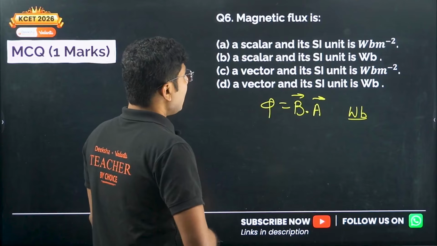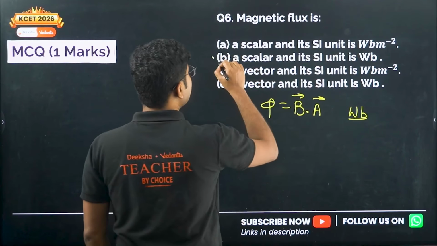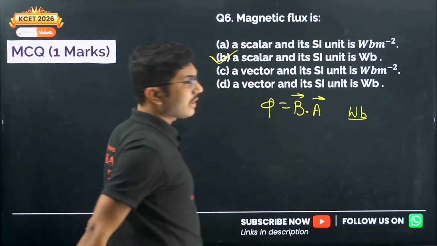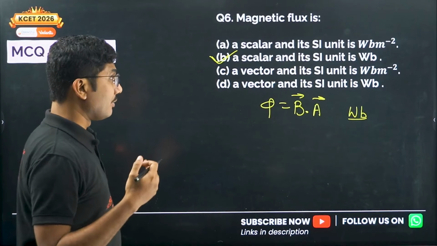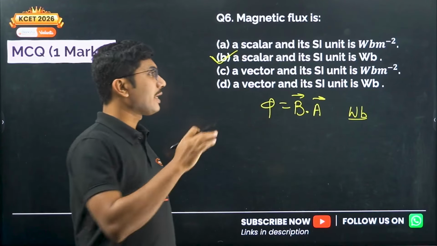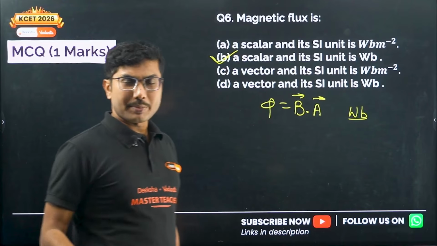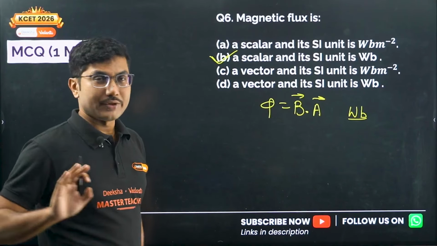Okay, so it's a scalar quantity and its unit is Weber, not Weber meter square. Weber meter square will give you a different quantity; Weber per meter square will give you the magnetic field itself. It is Weber only, not Weber per meter square or Weber meter square. It's a scalar quantity and the SI unit is Weber.